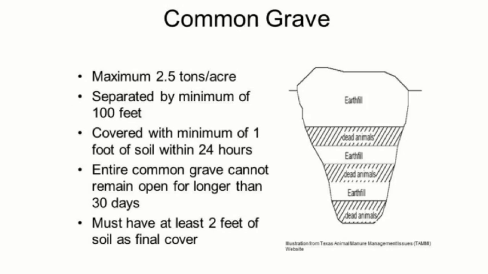A common grave is where you would dig a larger hole and you would make additions over a period of time. In the case of Michigan, we have a maximum amount of 2.5 tons per acre. And those common graves then have to be separated by 100 feet. Each addition to that common grave has to be covered by a minimum of 1 foot of soil within 24 hours. And the entire grave cannot remain open for longer than 30 days. And then the final grave has to be closed with 2 feet of soil once again.